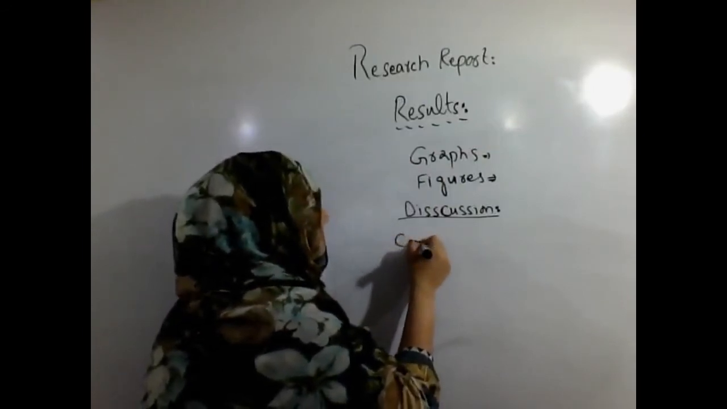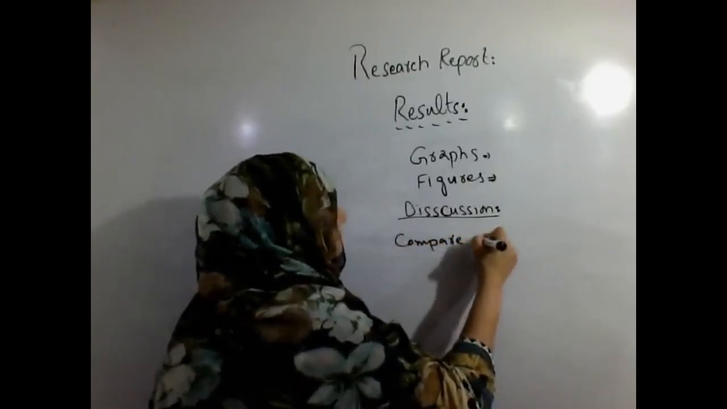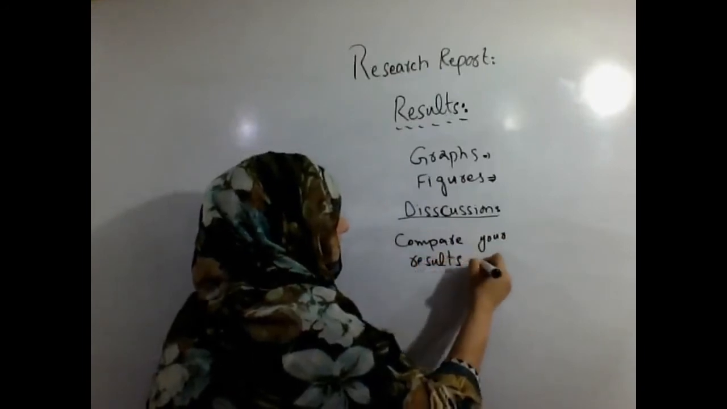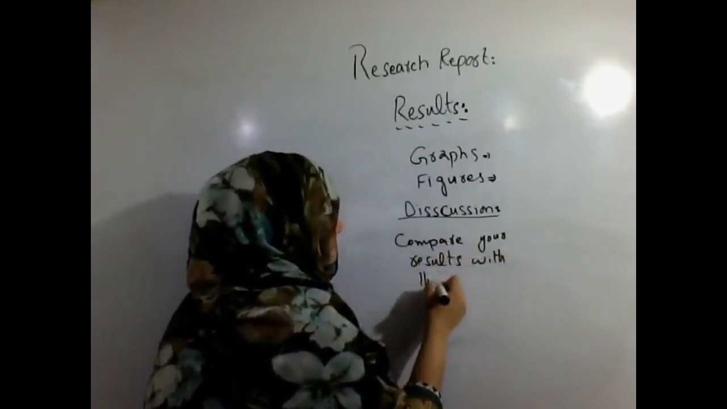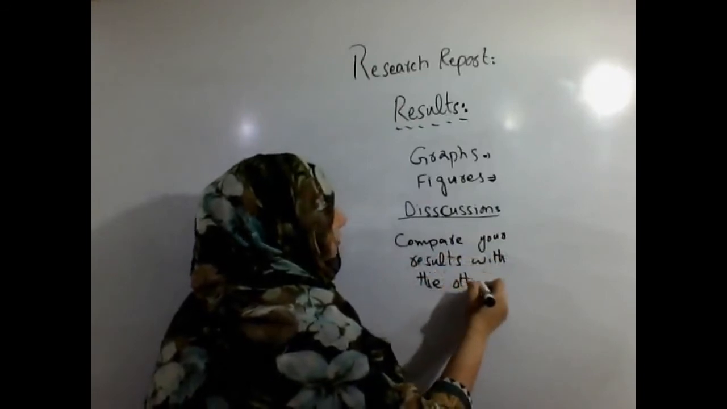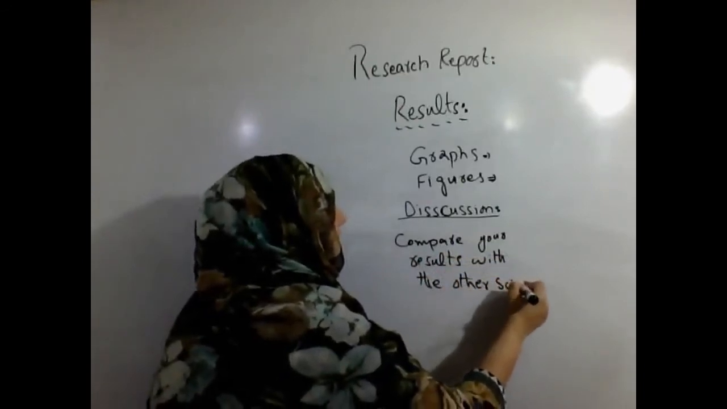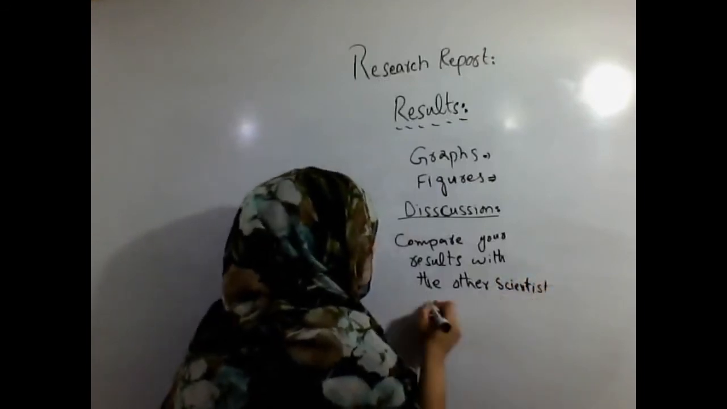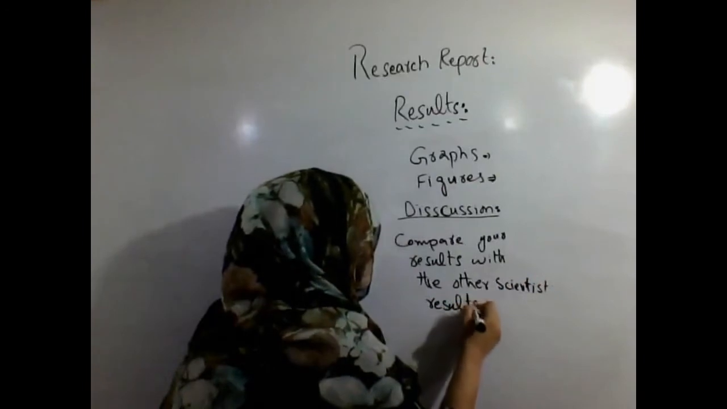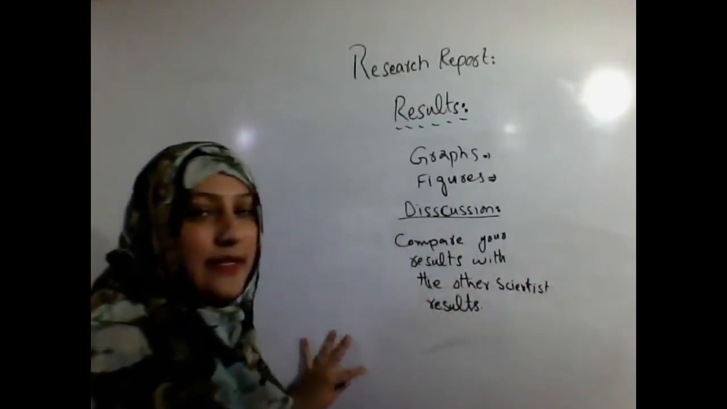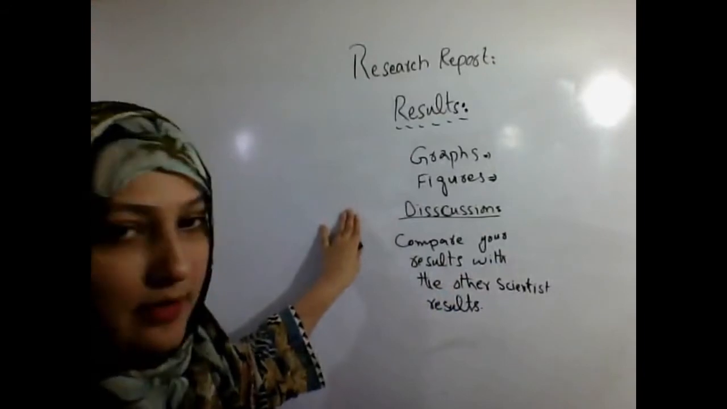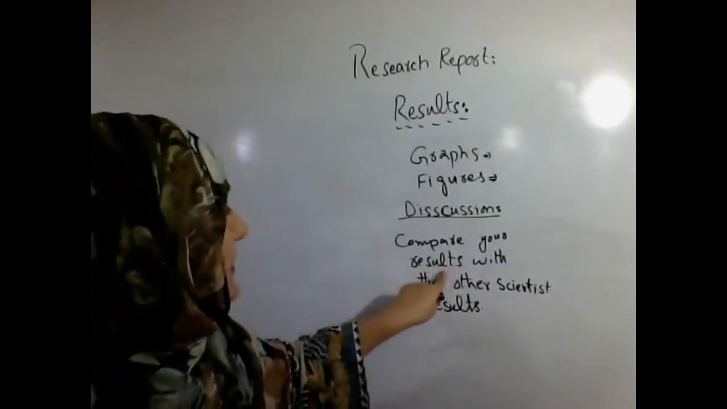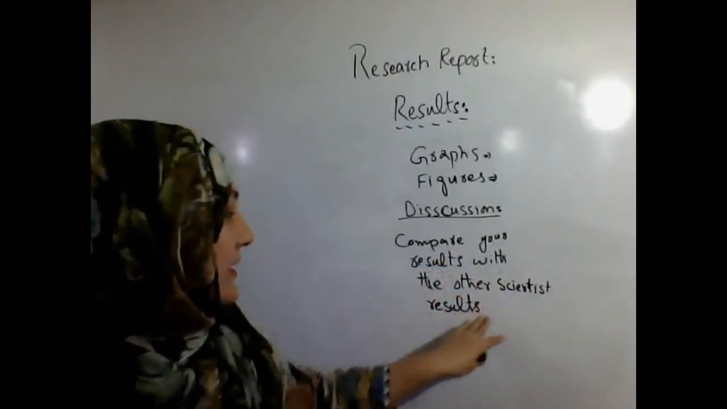In the discussion section, you compare your results with the other scientists' results. These are found in your literature, which you have already done. Compare your results with the results of the other scientists.